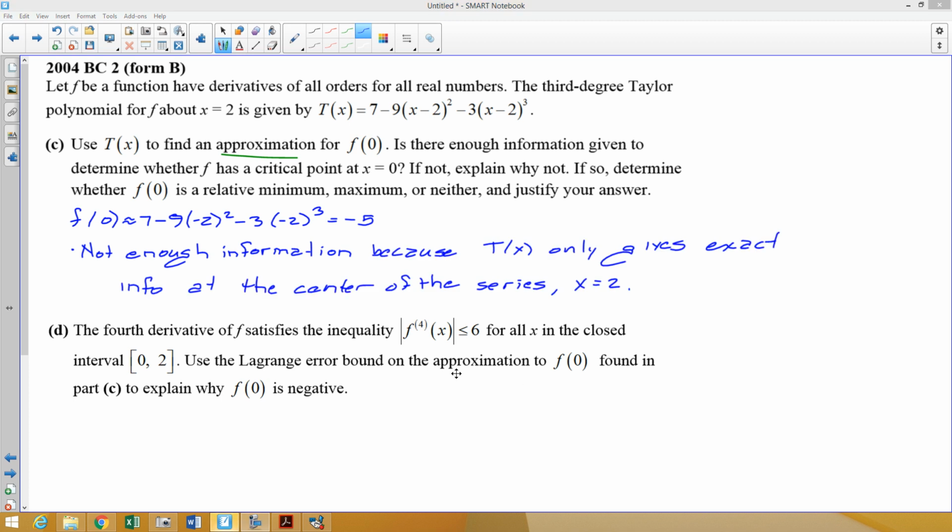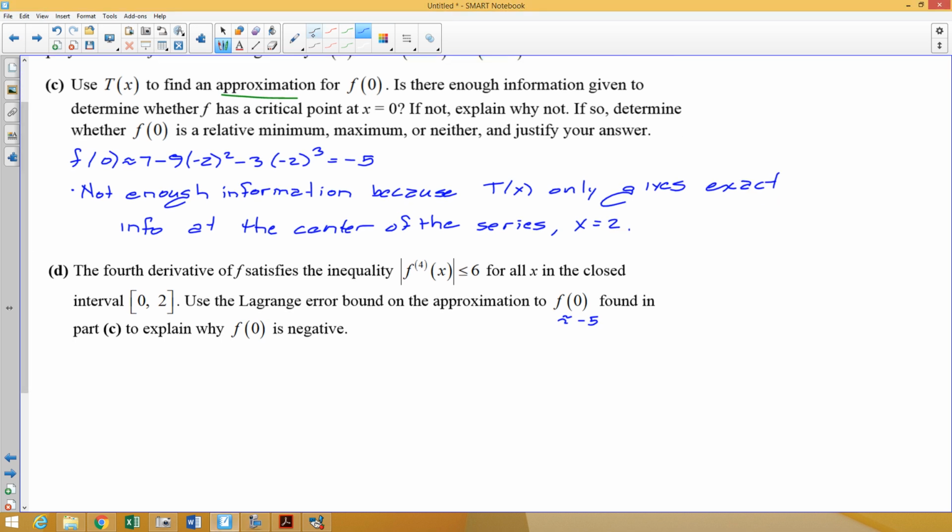And so let's look at part D. The fourth derivative satisfies that inequality for all x's on the closed interval 0 to 2. Use Lagrange error bound on the approximation of f of 0. So we estimated f of 0 to be approximately negative 5. And we need to use the Lagrange error bound to explain why f of 0 is negative.